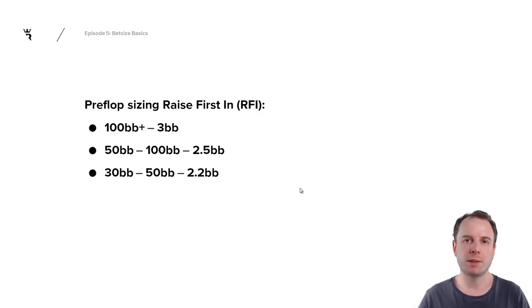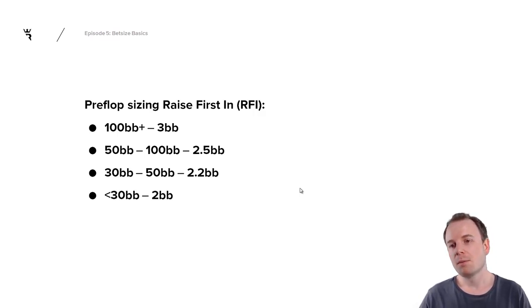Between 30 and 50 big blinds, going about 2.2x is pretty good. And then less than 30 big blinds deep, probably a min raise, but if you're going 2.2x, it doesn't really matter too much.